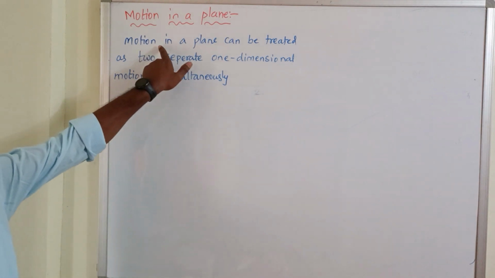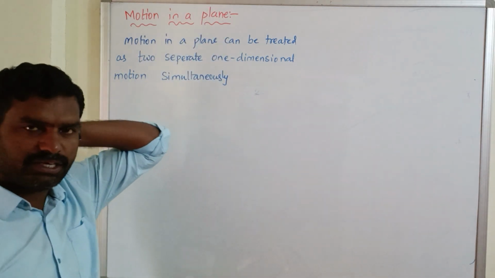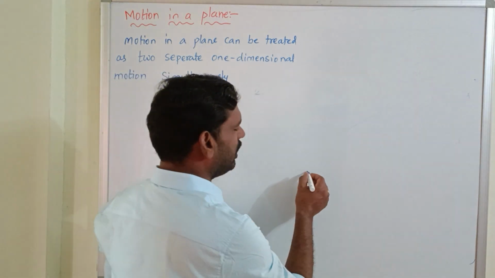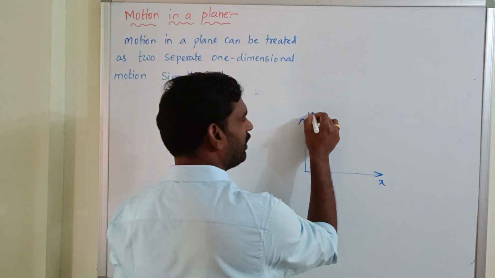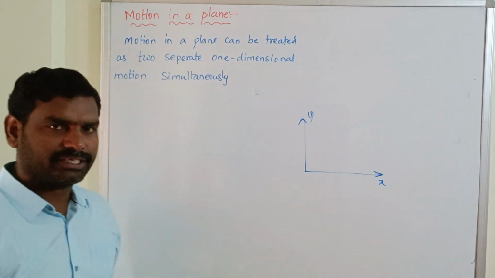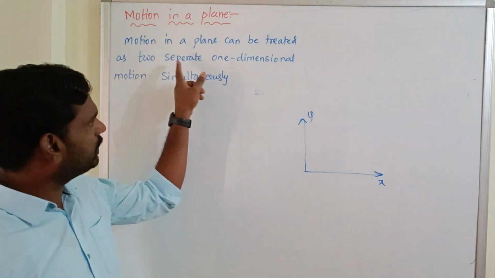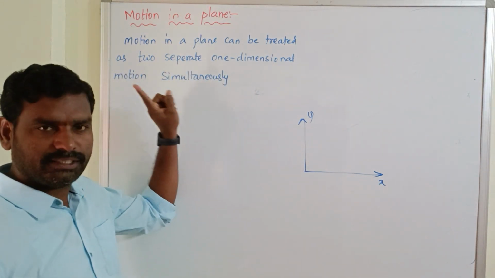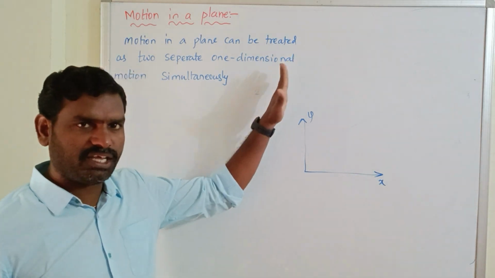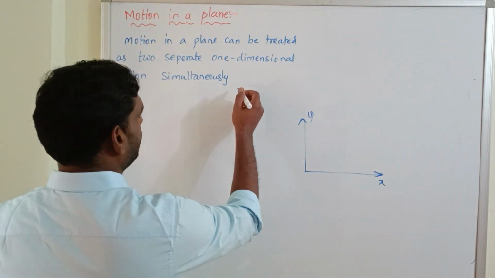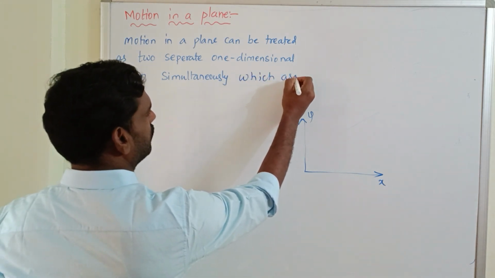We treat motion in a plane, that is motion in two dimensions, as motion along the x-axis and motion along the y-axis studied simultaneously. We treat it as two separate one-dimensional motions simultaneously, that is, motion along the x-axis and motion along the y-axis simultaneously, which are perpendicular to each other.